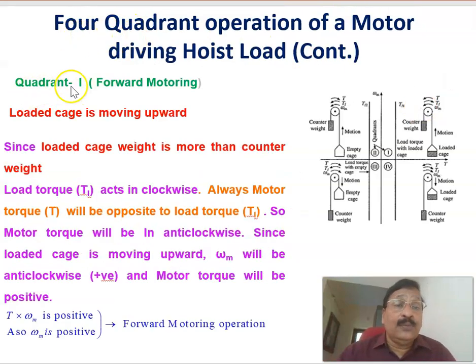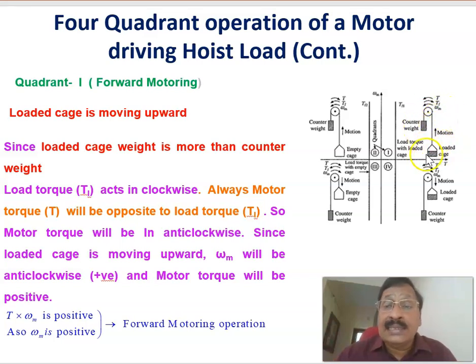Now let us see the first quadrant of operation. How does the first quadrant of operation work? This is the first quadrant of operation, in which the purpose is that the loaded cage, whether it carries material or a man, is to be raised upward. That is the purpose of it.